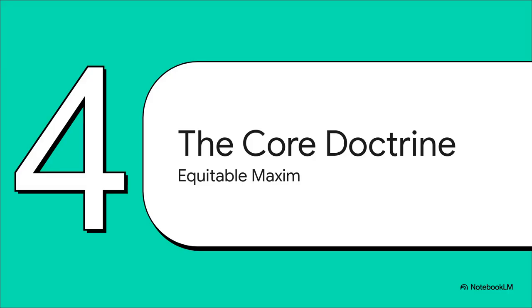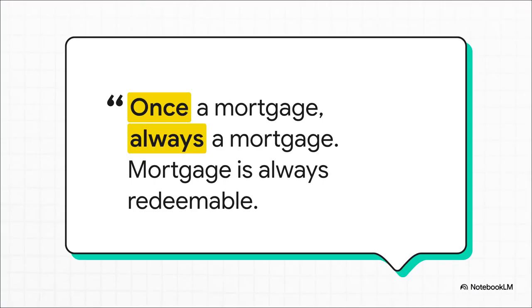Heading number 4, the Core Doctrine. Once a mortgage, always a mortgage. Mortgage is always redeemable. Any provision preventing redemption is invalid. This is the most critical equitable maxim that absolutely must anchor the center of your essay. If you miss this, you lose significant marks. Mark my words clearly. I want you to write once a mortgage, always a mortgage in all capital letters right in the middle of your answer booklet, and I want you to underline it twice.